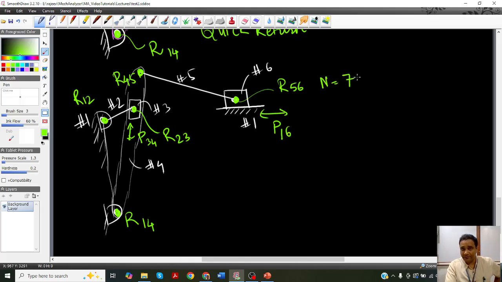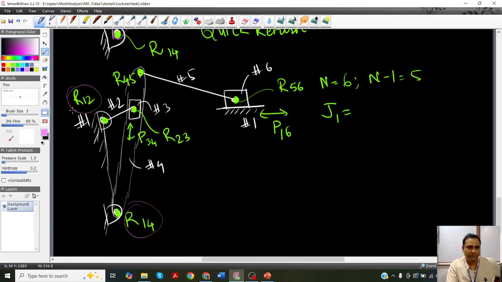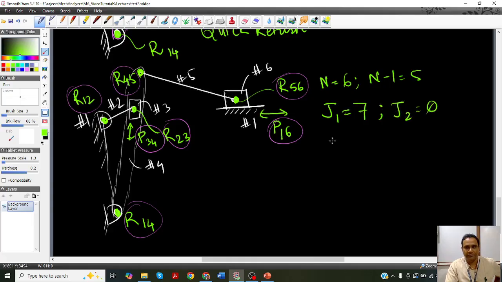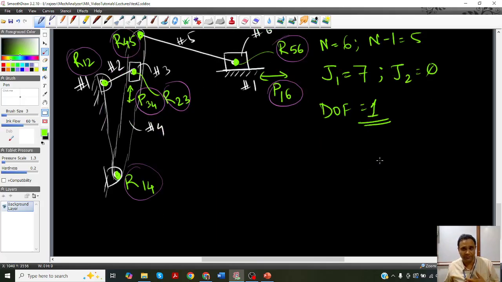Again, n is equal to 6, n minus 1 is 5. Number of lower pairs is, the maximum what we have is 1, 2, 3, 4, 5, 6, 7. So J1 will be 7, J2 is 0, so degree of freedom is 1. See, most of the useful mechanisms that we find will have 1 degree of freedom because it is easier to control degree of freedom with 1.